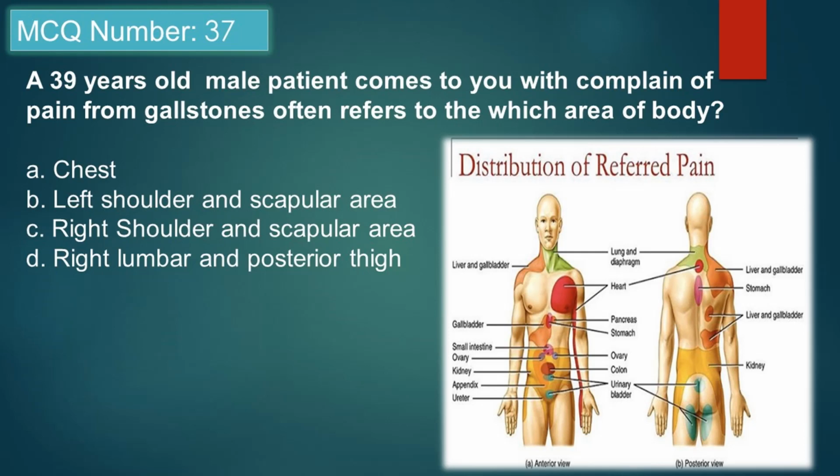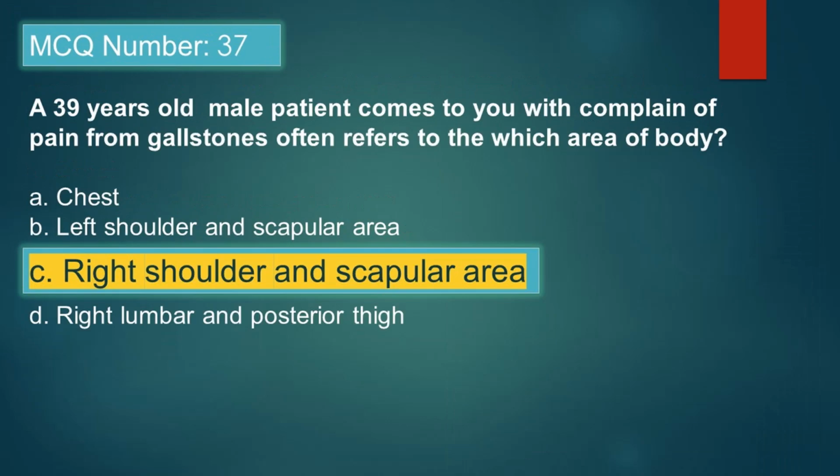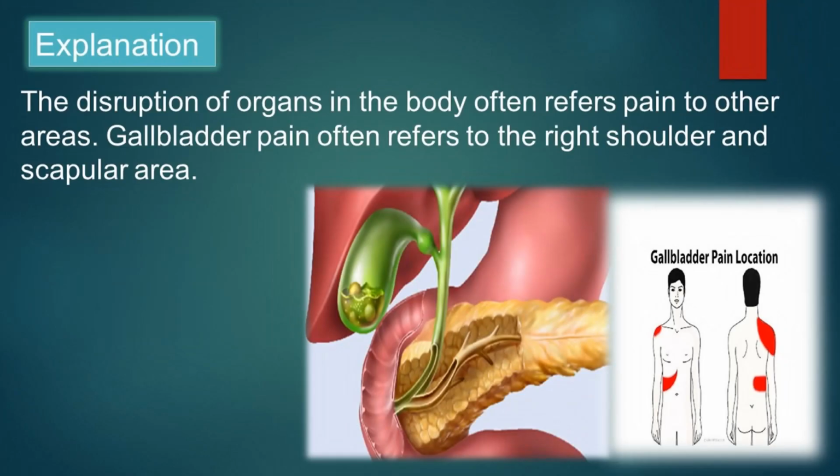And the correct answer is option C, right shoulder and scapular area. And here we have the explanation. As we know, the distribution of the organs in the body often refers pain to other areas of the body. So gallbladder pain is often referred to the right shoulder and the scapular area.